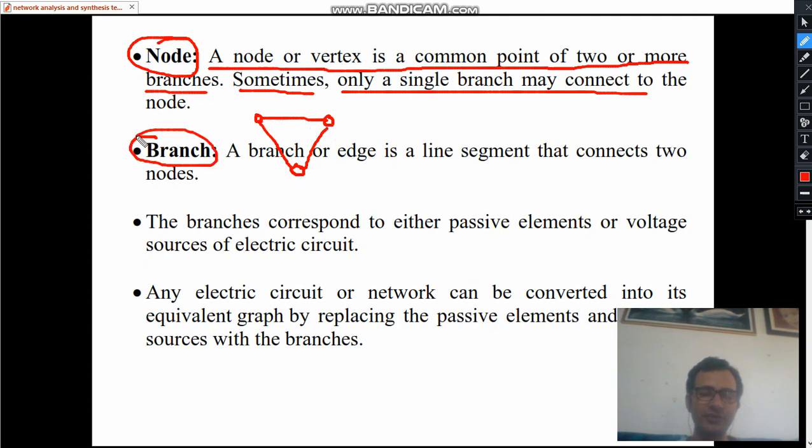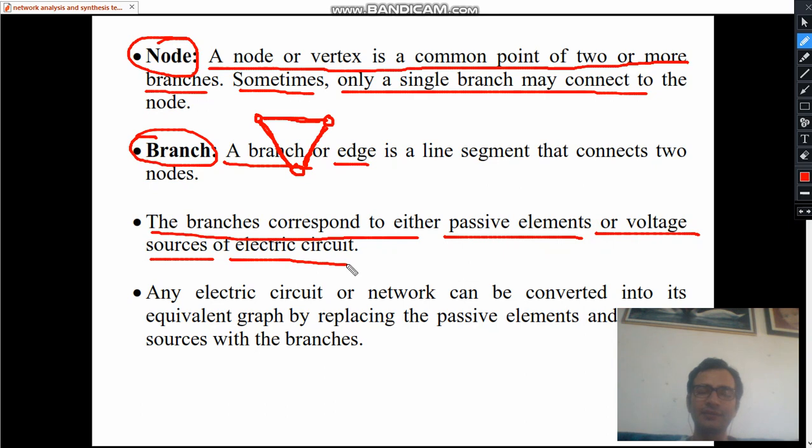And what is a branch? A branch or edge is a line segment that connects two nodes. So this is a branch, this is a branch, this is a branch. They are line segments between two nodes. The branches correspond to either passive elements or voltage sources of electric circuits.